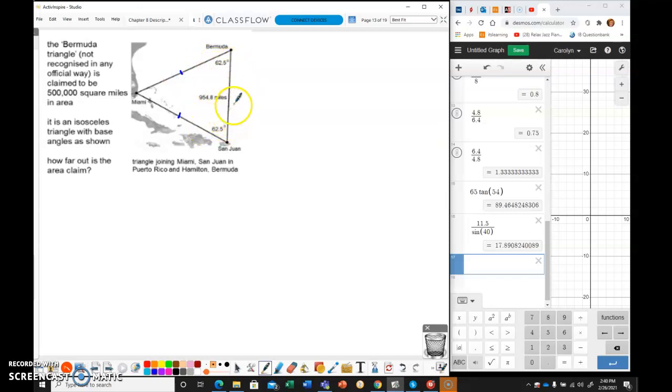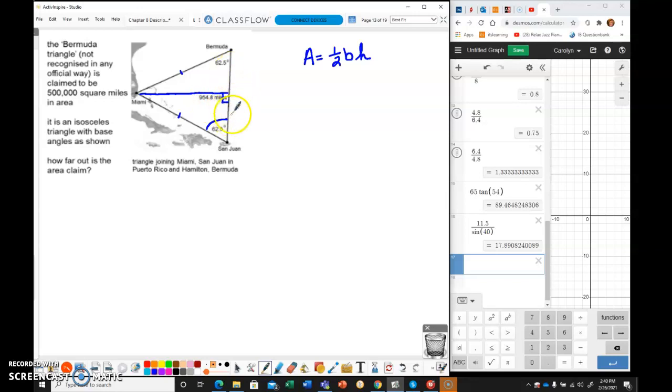But what we need to do is find area. The area of a triangle is 1/2 of the base of the triangle times the height. We don't know the height of this triangle. The height of this triangle is that. Because this is an isosceles triangle, it creates two separate right triangles. So we have an angle measurement here. We know what this base is. The entire base is 954.8 miles.